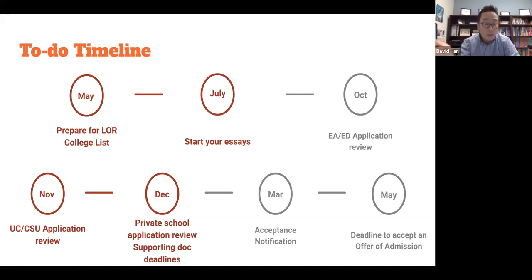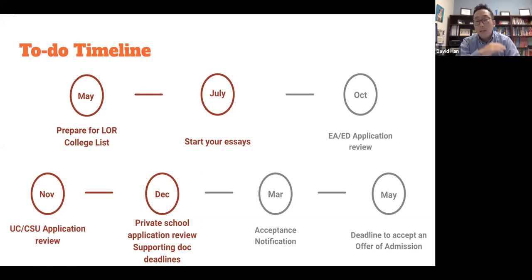December, private school application review, right? Because a lot of the private school application deadlines are sometime in December to January, so you should be getting the application review for private schools during that time. And once you do turn in your applications for early or November, you do need to go ahead and work on the supporting document deadlines and talk to your counselor about mid-school year reports and all that during that time. Of course, letters of recommendation need to be turned in during that month as well.